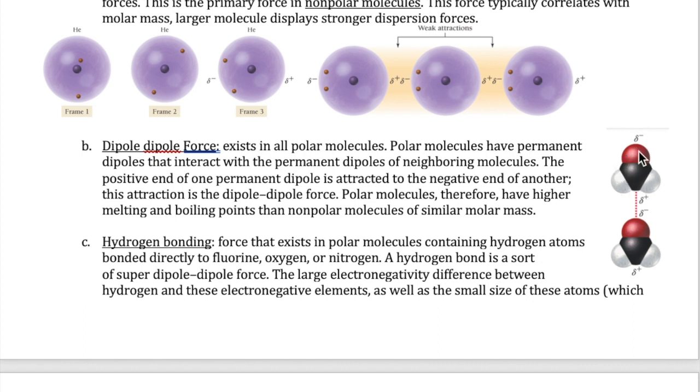So here's an example. Here's a molecule that is carbon connected to an oxygen and then two hydrogens, which are the white atoms here. The oxygen, as you remember, is a fairly electronegative atom. So then the electrons are going to be pulled towards the oxygen.